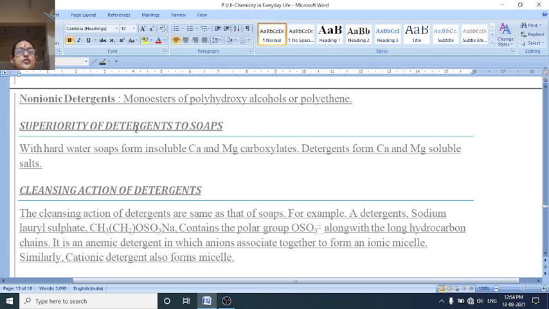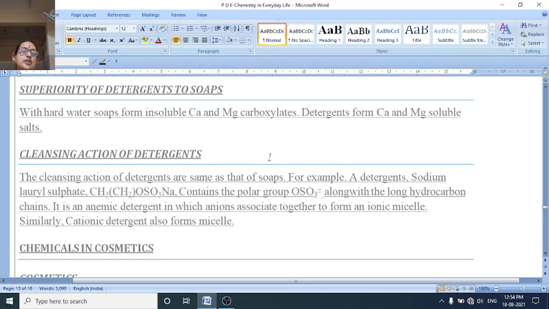So, the superiority of detergents over soap. Which is good? With hard water, soaps form insoluble calcium and magnesium carboxylates, while detergents form calcium and magnesium soluble salts. Let us move on to the cleansing action of detergents.